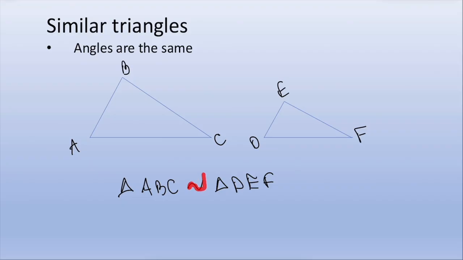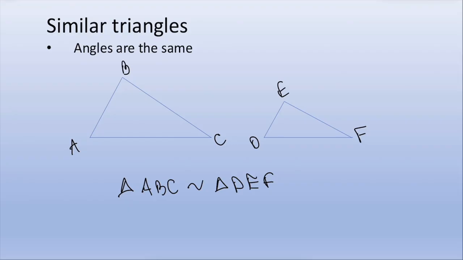This is the similar symbol that you see in a geometry class. So triangle ABC is similar to triangle DEF. So that means that A, since it came first and D came first, those two angles are the same. B and E are the same. C and F are the same. So they don't have the same size side lengths per se, but the angle measures are going to match.